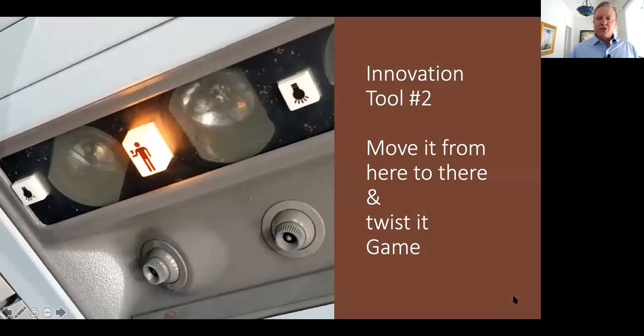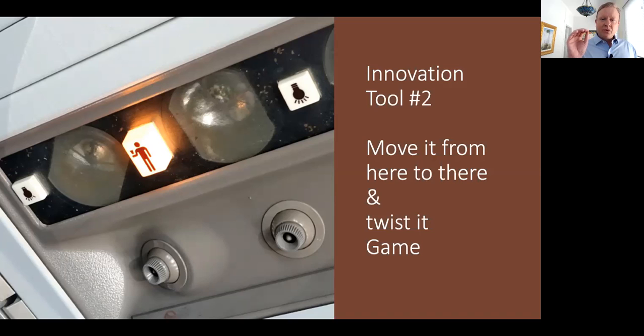Innovation tool number 2, I call it the move it from here to there and twist it game. This is another game that you're going to be able to play. If you take a look at this, the lit up button, this is a call button in an airplane. You press the button and the attendant comes and they'll give you a drink, or they'll give you a blanket, or give you some water, whatever you need. But this is typically only seen in the airline industry.